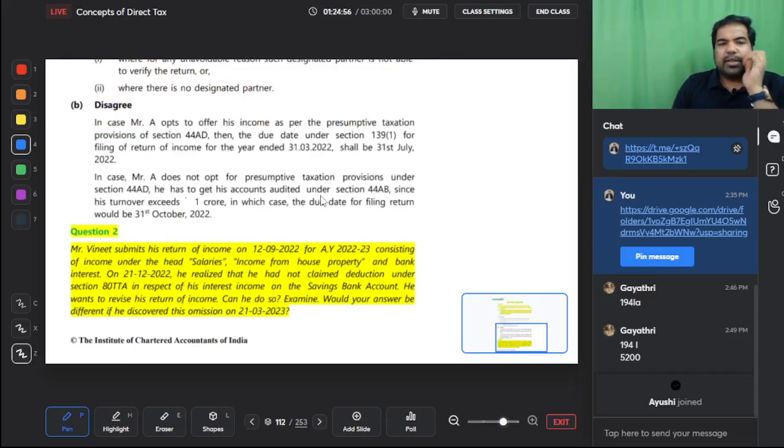Very good question, guys. Mr. Vineet submits his return of income on 12th of September 2022 for AY 22-23, consisting of income under the head salaries, income from house property and bank interest. On 21st December, he realized that he has not claimed deduction under 80TTA. Can he revise his return? Yes, up to 31st December you can. Would your answer be different if he discovered his omission on 21st March? Sorry, on 21st March you cannot revise your return.